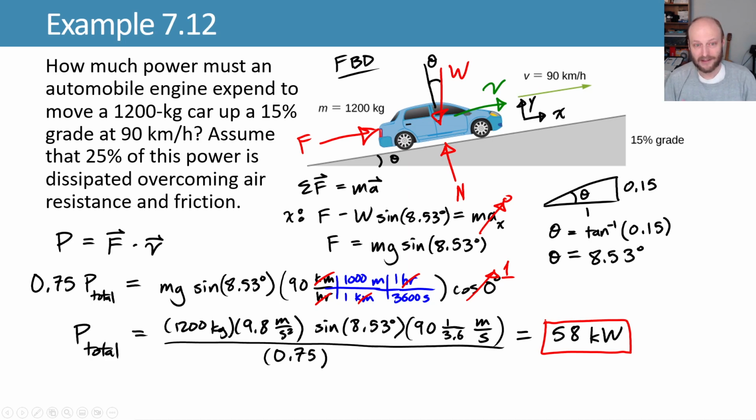If you want that in nonsense horsepower units, because you know horsepower as it relates to cars, here I'll show you. I'm a giver. 1,000 watts per kilowatt. And then we can use the horsepower conversion of 746 watts per horsepower. So do that if you'd like, and you can figure out how many horsepower this car needs in order to travel up this incline at 90 kilometers per hour.